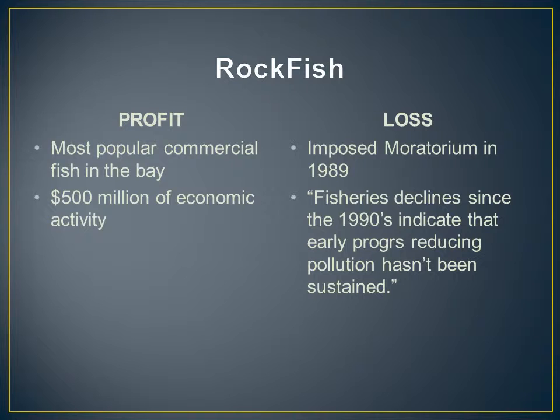The population has suffered from low oxygen levels, poor habitat, and overfishing, which caused the government to impose a moratorium in 1989. Even though the population has successfully rebounded, the pollution levels are still affecting the habitat of the most popular fish of the bay.